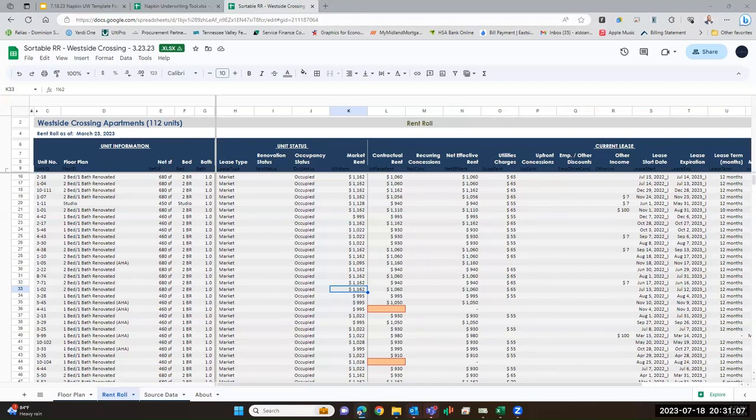Because remember, this is the first step to a marriage with this property you're going to have possibly forever, but at least for the time of the deal. And that's not like a few months like it is in single family. That's a long time. So that's something to keep in mind.